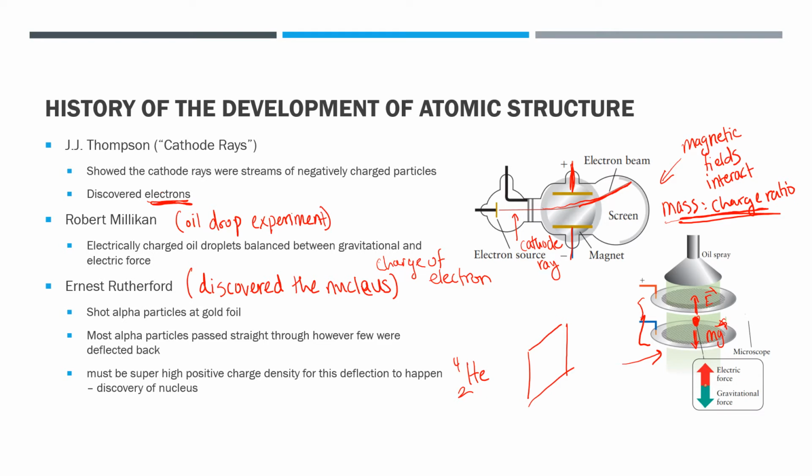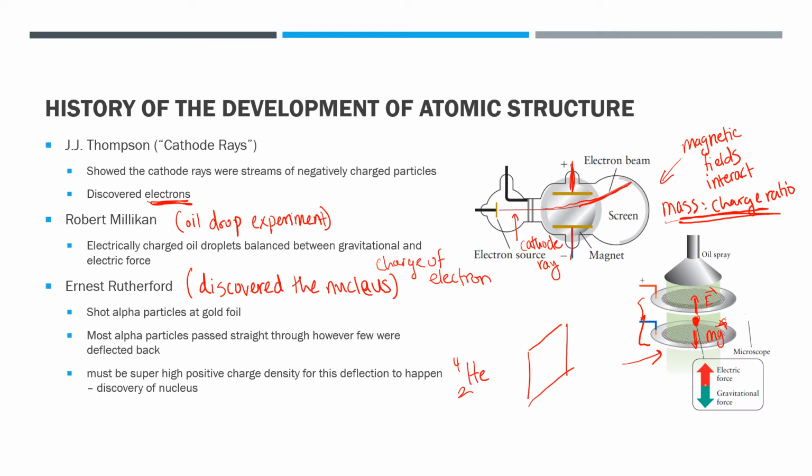So you would expect every single alpha particle to go straight through this tissue paper really, really easily. And that's sort of what he observed. Most of them passed straight through. But what was really weird was that a few alpha particles were actually deflected back. And this was really, really unexpected, right? It's like if you shot a bullet at a tissue paper and somehow it bounced back at you.